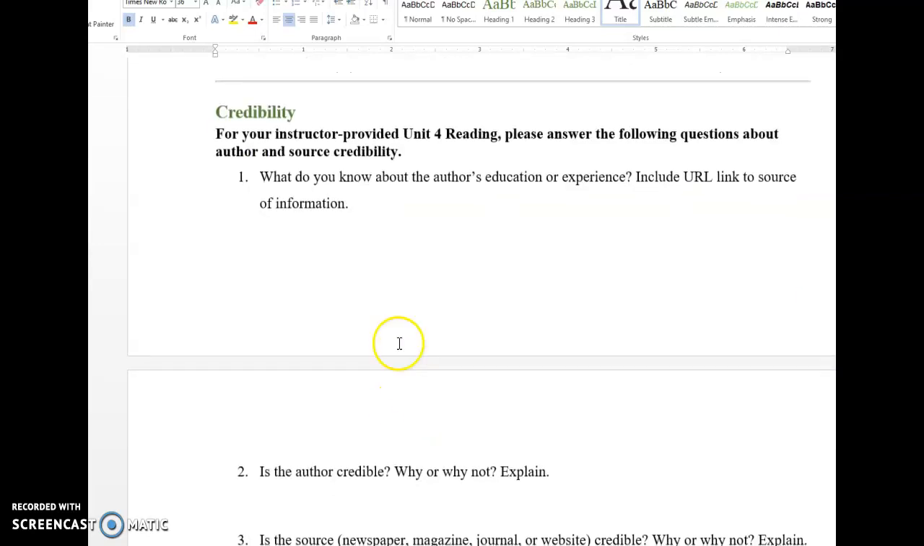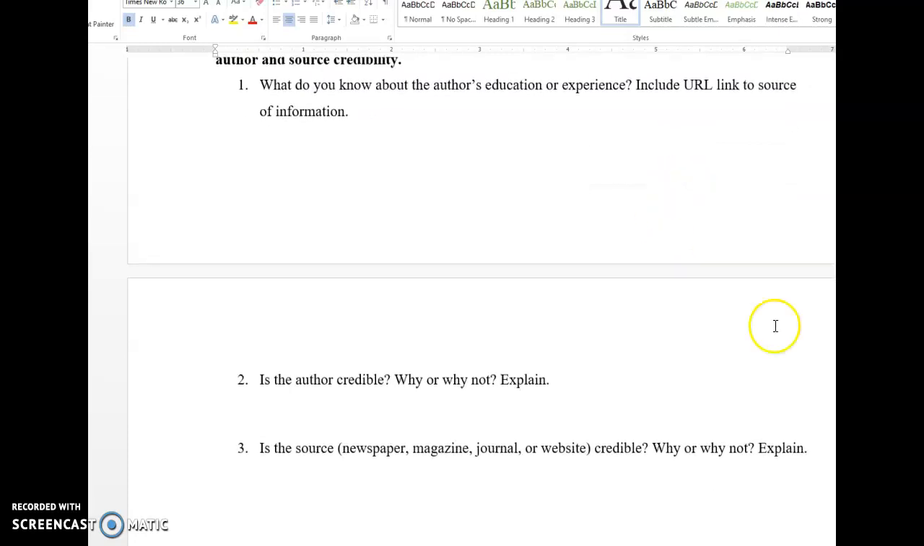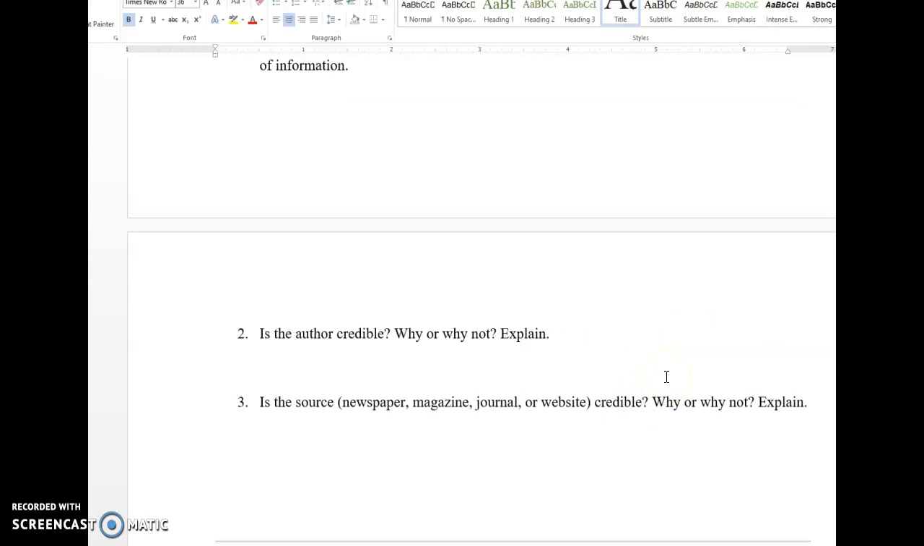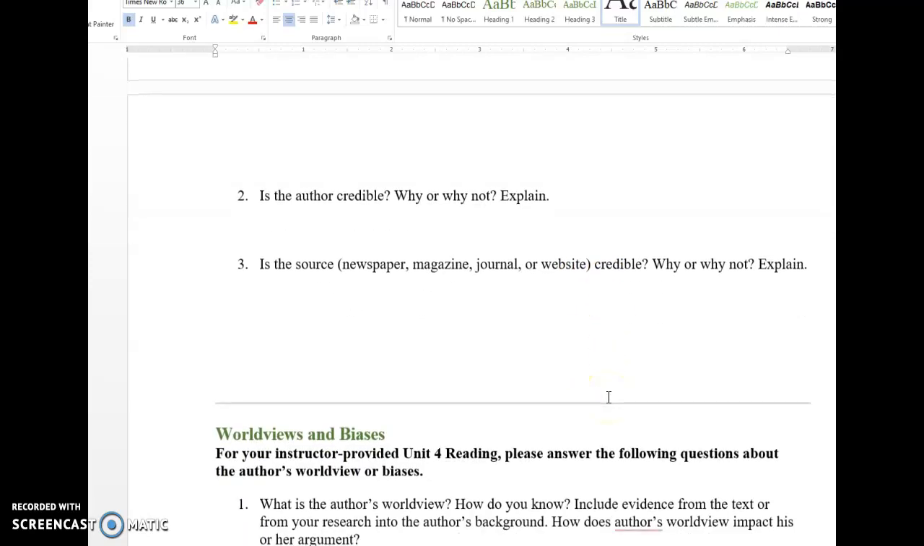And if you use any outside links, like a bio, or the person's Wikipedia page, or the Wikipedia page for the publication where it appeared, include URLs. Explain if the author's credible. Explain if the source is credible. This means the newspaper, the magazine, the journal, or the website that this article actually appeared in. And you can Google those things too. You can be like, well, I don't know what kind of publication the Christian Science Monitor is. Look it up.